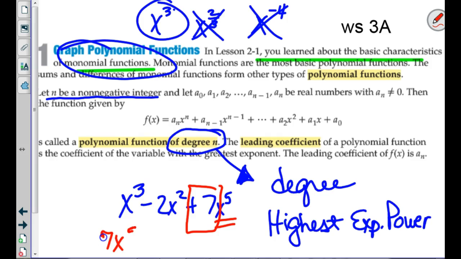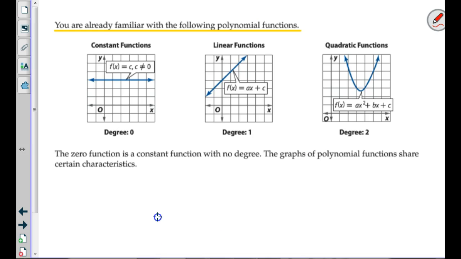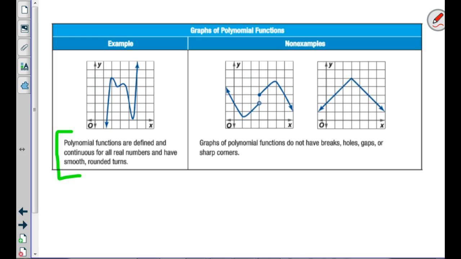If we rewrote it in standard form, putting the highest exponent first, then it really makes more sense to call it a leading coefficient. But all right, I just covered half the lesson in one slide there. So you've already seen constant functions, linear functions, quadratic functions. We've even done cubic functions. But the generic term polynomial: a polynomial function is graphed as a continuous function for all real numbers, and it will have smooth rounded turns, okay? So an absolute value doesn't count, and anything with a break doesn't count.